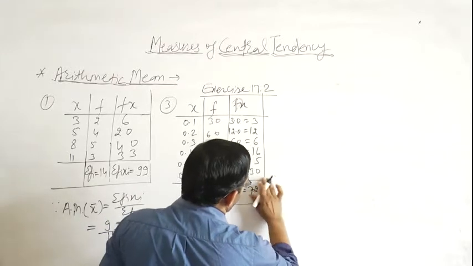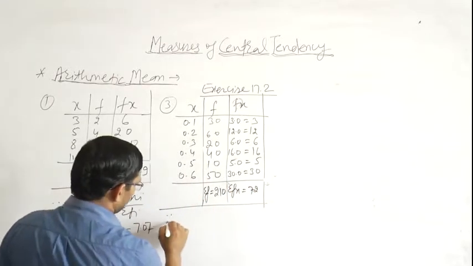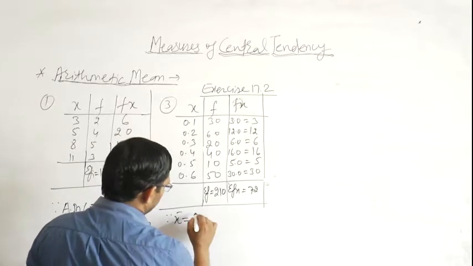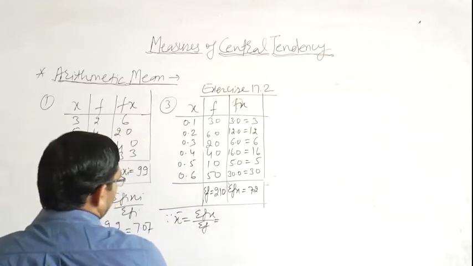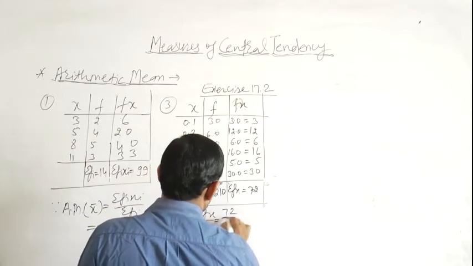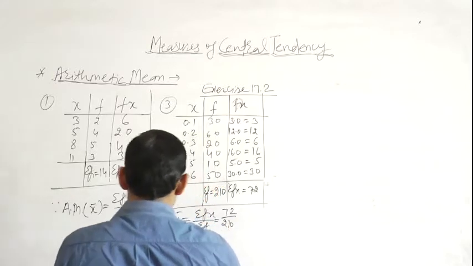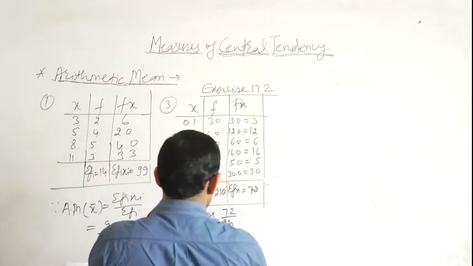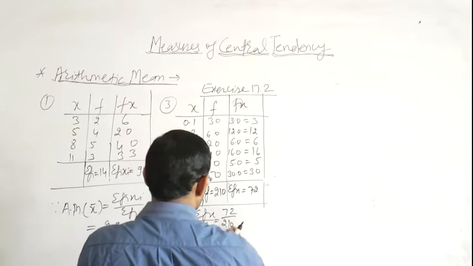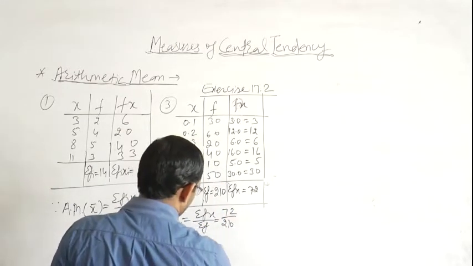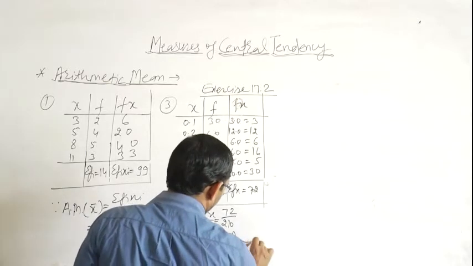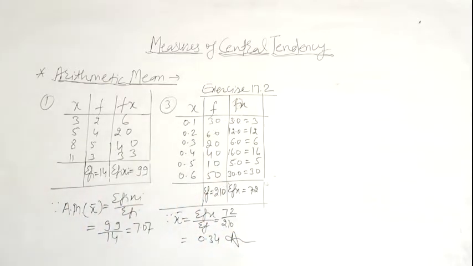Sigma fx is 72. Again we know that x bar, arithmetic mean x bar is equal to sigma fx upon sigma f. Sigma fx is 72 and sigma f is 210. 72 divided by 210, we get 0.34. So this is the arithmetic mean. Arithmetic mean is 0.34.